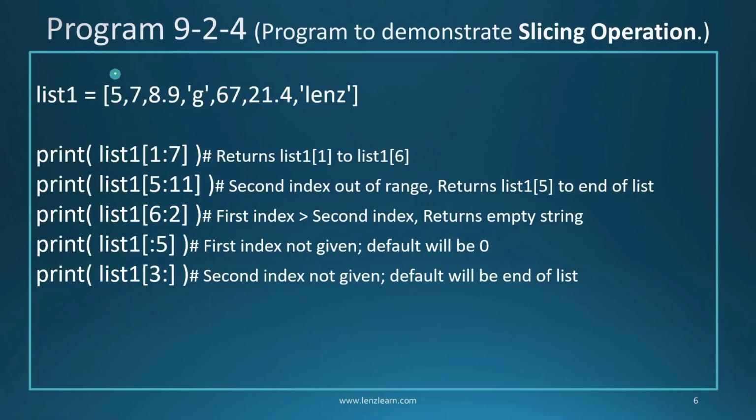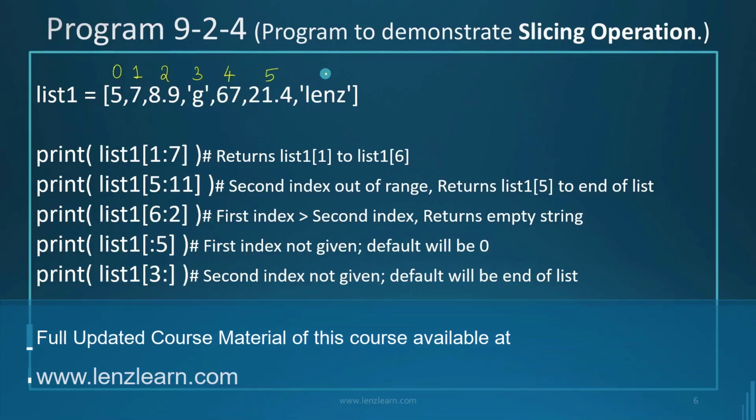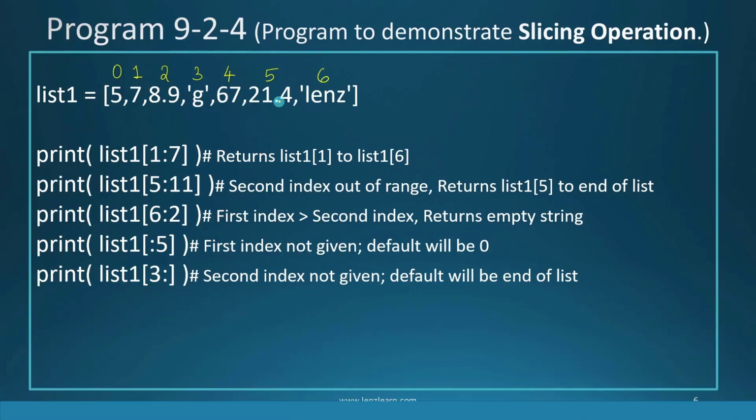So the first element 5 is available at index value 0. The second element 7 is available at index 1. The third element 8.9 is available at index 2. Then the fourth element G is available at 3. 67 at index 4, 21.4 at index 5, and the last word lens is available at index 6. The total length of this list will be 7 because we have 7 elements inside it. So I will just write it here. Total length of this list is 7, but the index will start from 0 to 6.